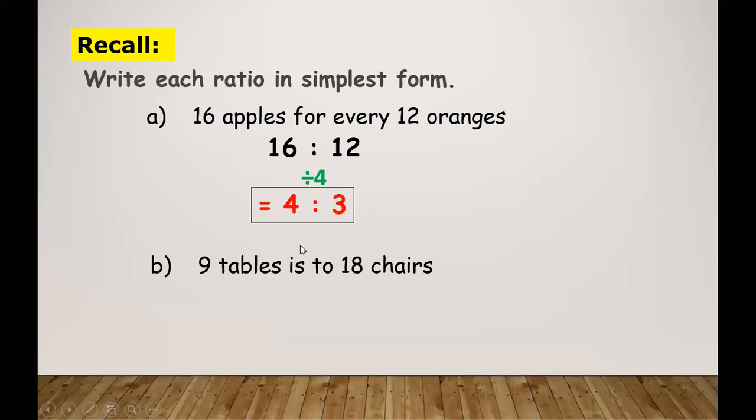All right? Now, why is it 4:3? In every 4 apples, there are 3 oranges.